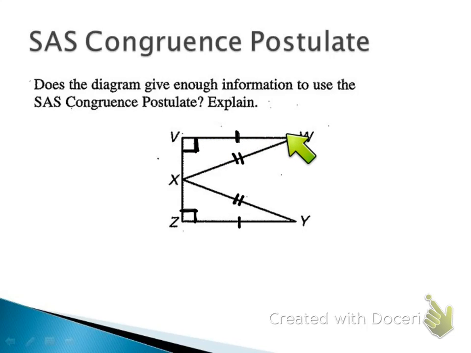What do you think? Do these two sides make up angle V? No, they make up angle what? Angle W, right? This side and this side make up angle W. So the included angle would be angle W. We don't know anything about angle W.